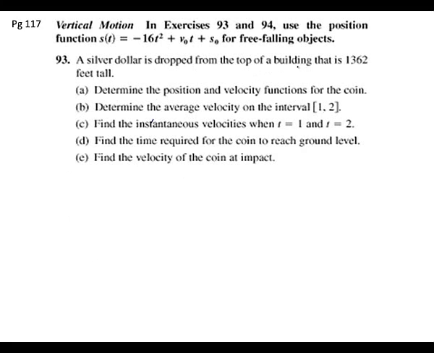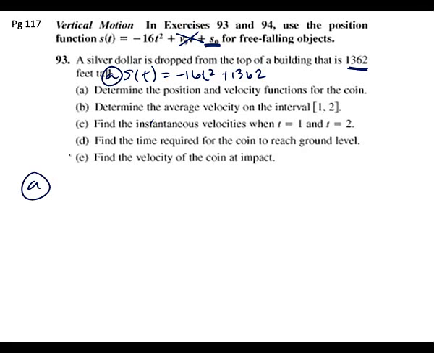A silver dollar dropped from the top of a building that is 1362 feet tall. That is this piece right here. So we don't use the middle. Our actual position function is negative 16t squared plus 1362. If I give you this problem, I will give it to you like that. I won't make you try to figure it out. Okay? It wants us to know the position and velocity functions for the coin. Well, I just wrote the position function, didn't I?